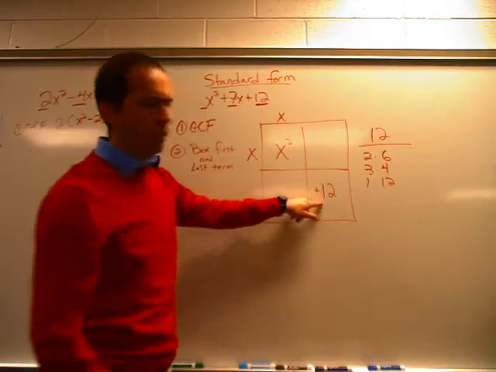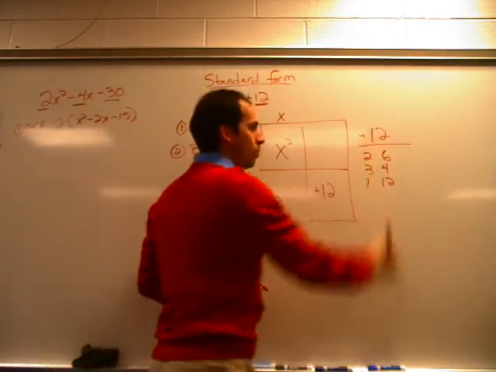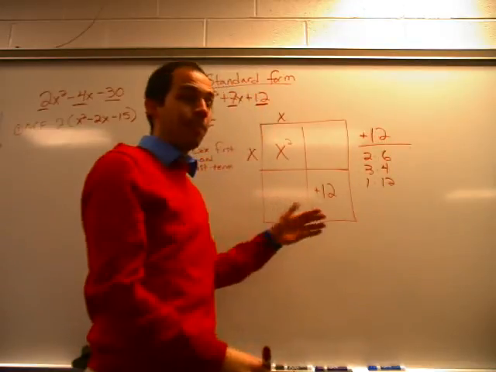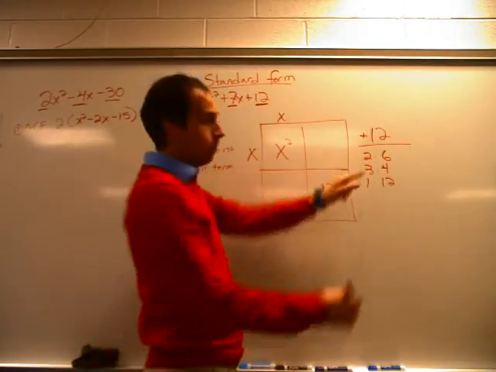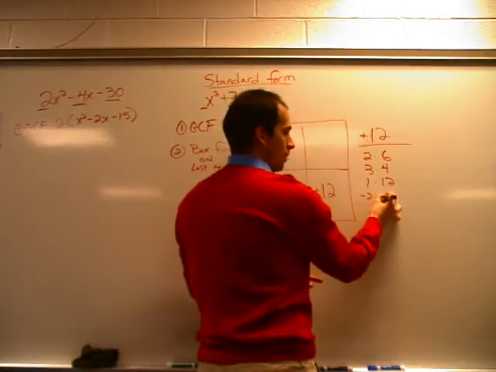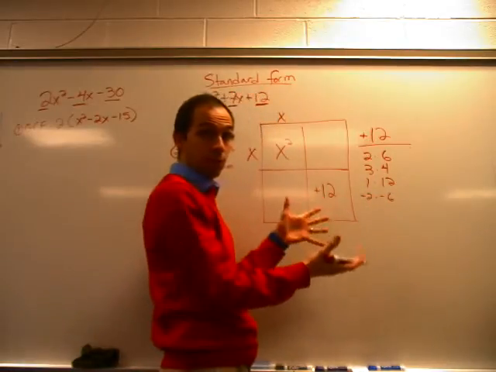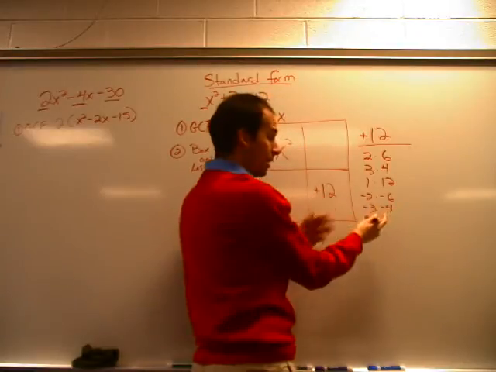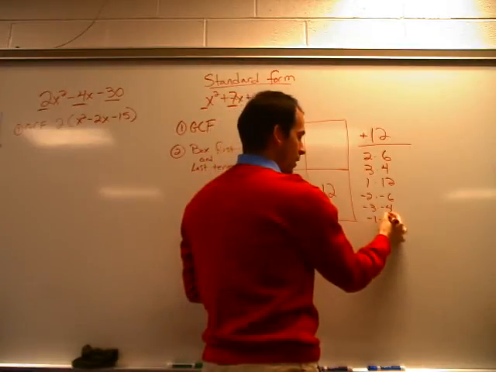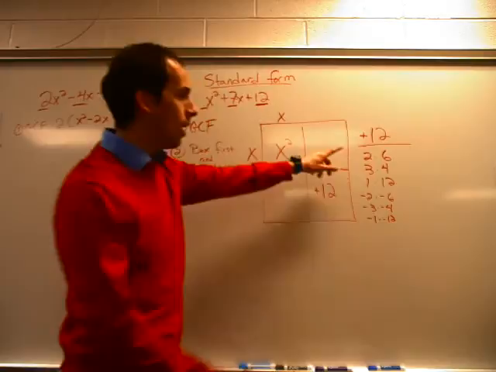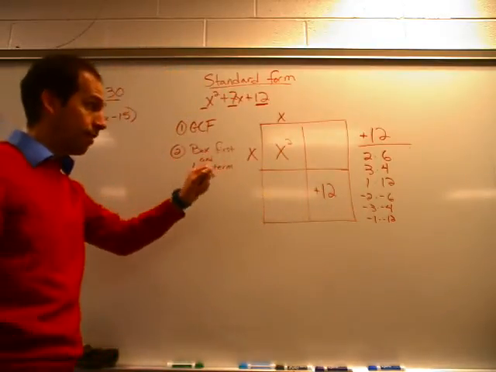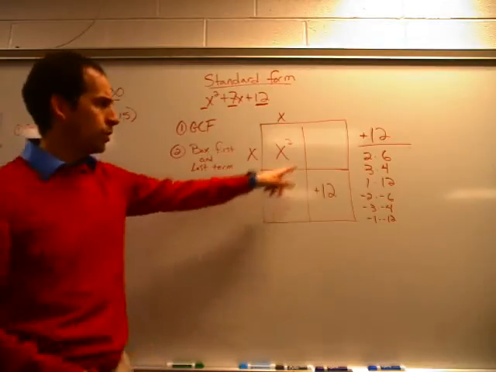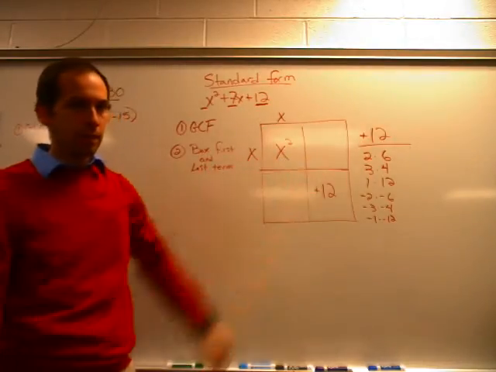But we're not just looking for 12, we're looking for positive 12. So you want all the values that are going to give you positive 12. So technically, negative 2 times negative 6 also results in 12. Negative 3 times negative 4, that's positive 12 as well. Negative 1 times negative 12. So I have a lot of factors that are going to multiply and give me positive 12. So which ones am I going to choose to go into these two boxes?